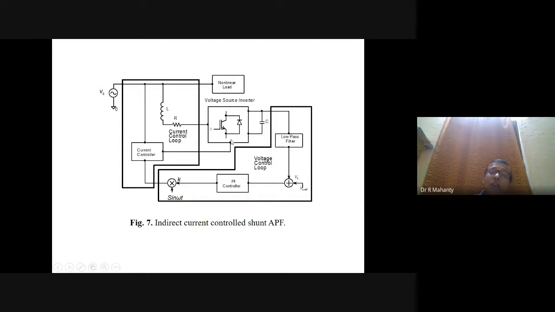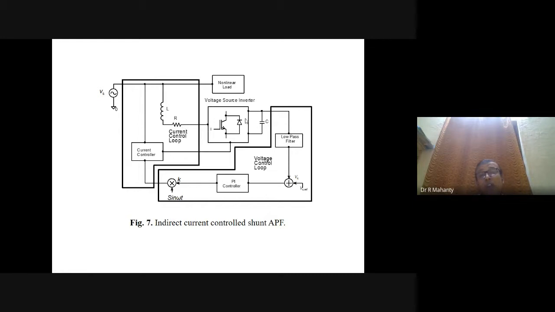Then it is sent to the current controller, which finally generates the firing pulses for the switches of the voltage source converter. This generates such pulses for which the voltage source inverter gives you the required amount of reactive power and the required amount of harmonics, so as to compensate the displacement power factor as well as the distortion in the system.